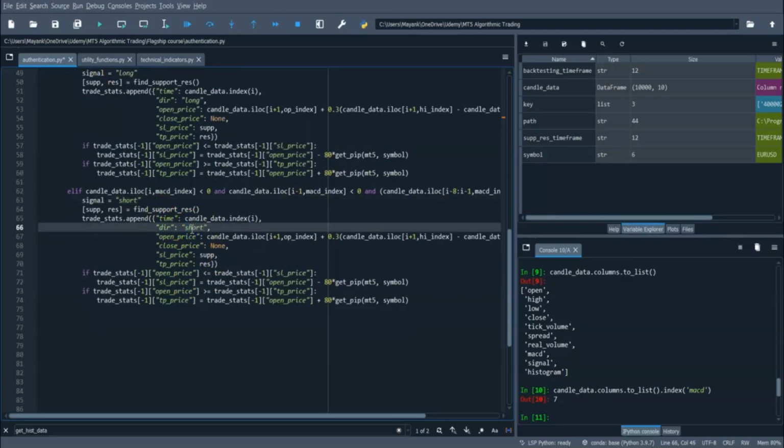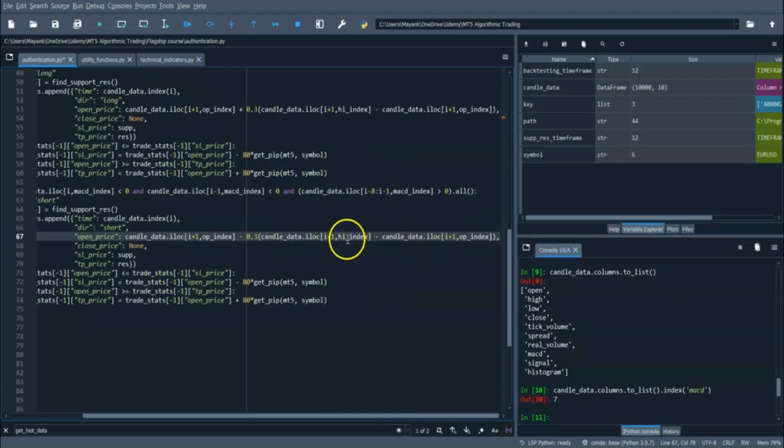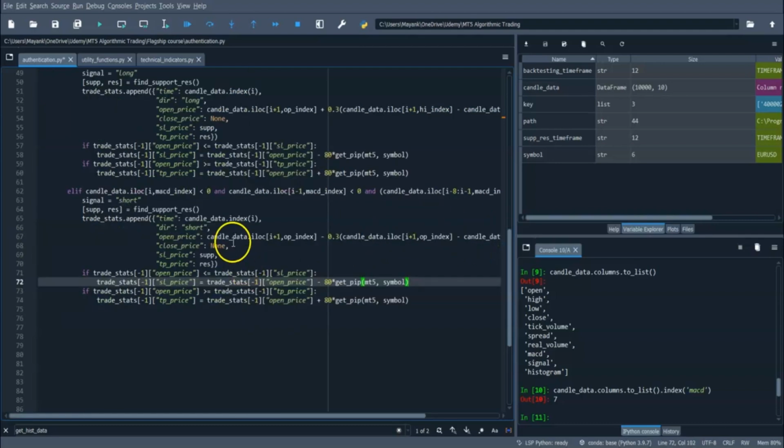Direction would be short. Open price would be the open price of the next candle minus the low index, right? So that would change here. So this would become open index minus the low index. All right, the dynamic reverses when you are going short. Close price would be none. SL price would be a resistance and TP price would be support.